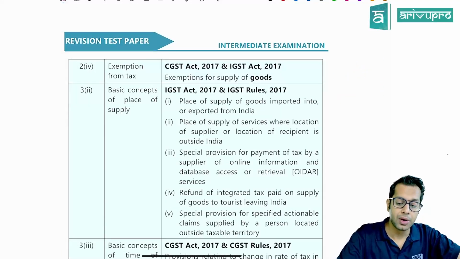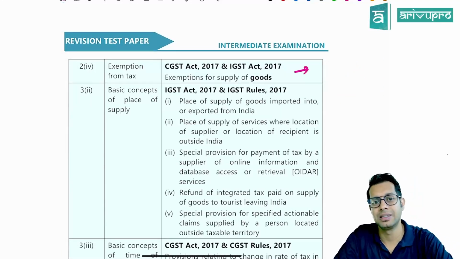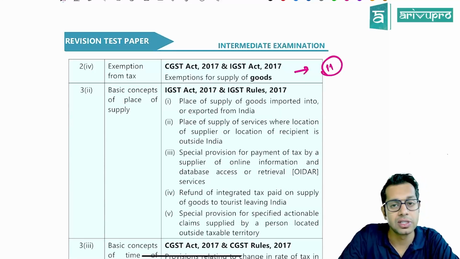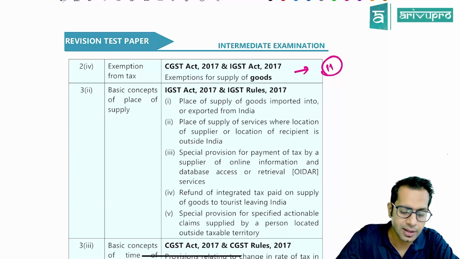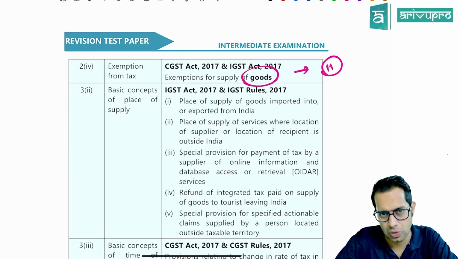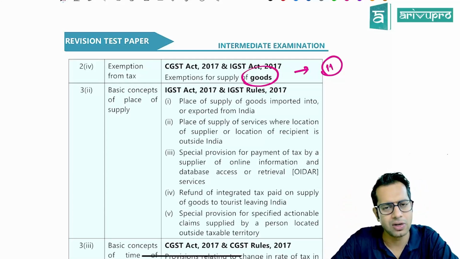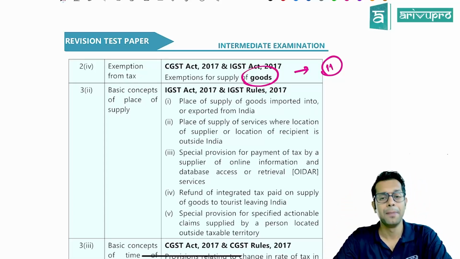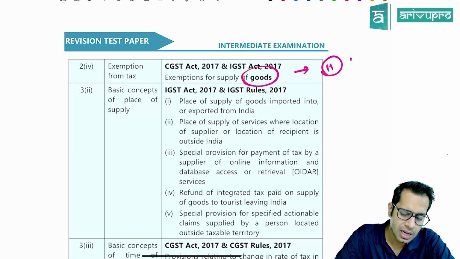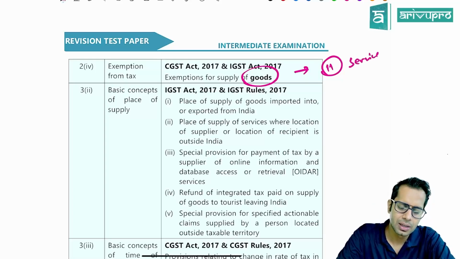Then we have a chapter called exemptions. Section 11 talks about exemptions under GST law. Under that, we have never discussed exemption of goods. Anyways, I have given a few items of goods also while starting the conversation with respect to the exemption topic. But for our examination, what is applicable, sir? The services which are exempt under GST law.